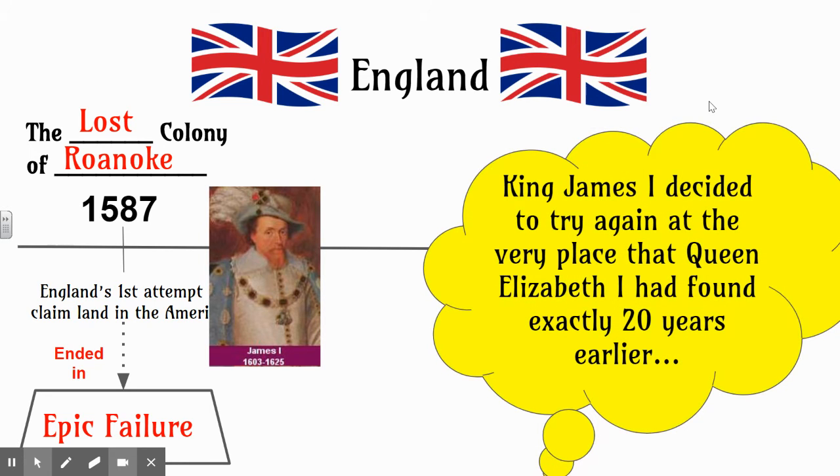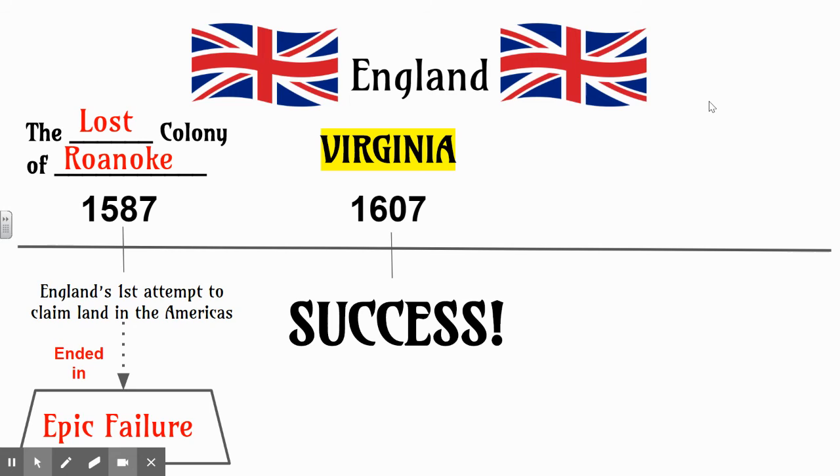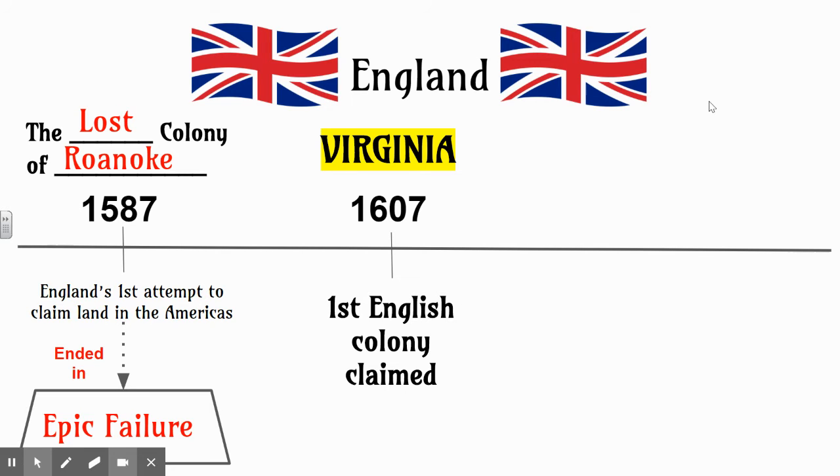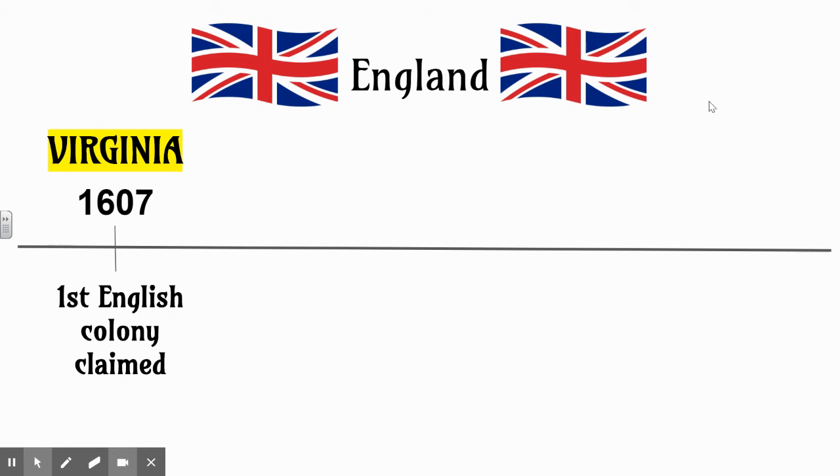And he decided, you know what? The queen was onto something, and he tries again to claim land in the Americas at the very place the queen had found originally, the place that was named after her, Virginia. And so in 1607, King James I, the ruler of England, will successfully claim the very first colony, and that will be Virginia, the first English colony claimed.